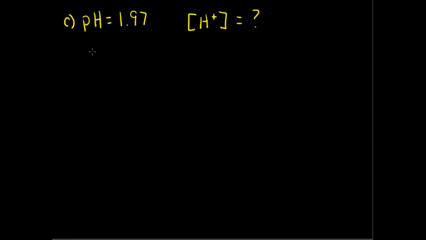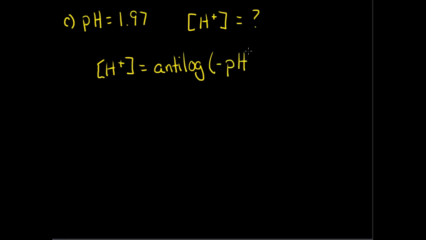Letter C is nice and easy. You're given a pH of 1.97 and you want to know your hydrogen ion concentration. So our hydrogen ion concentration is equal to the antilog of the negative pH.